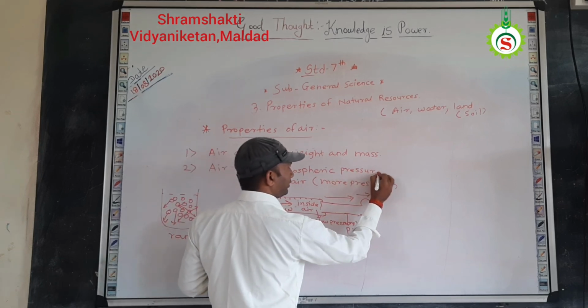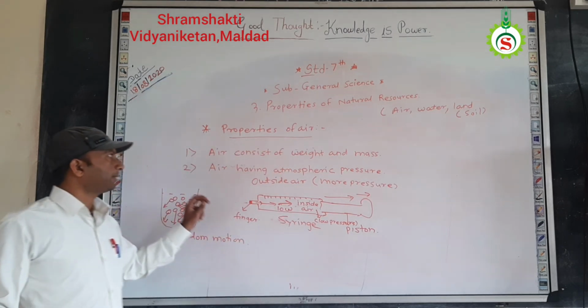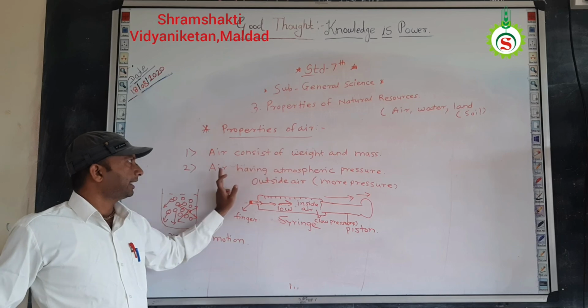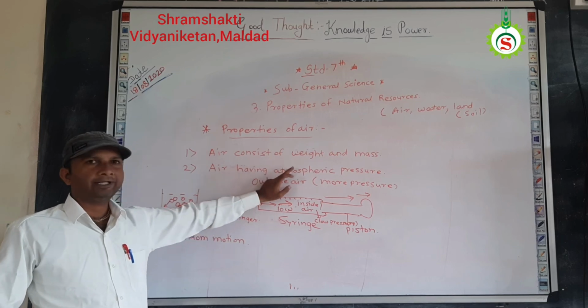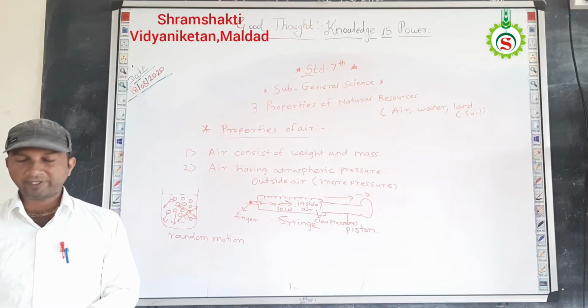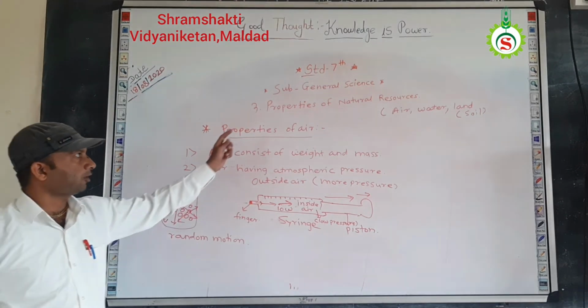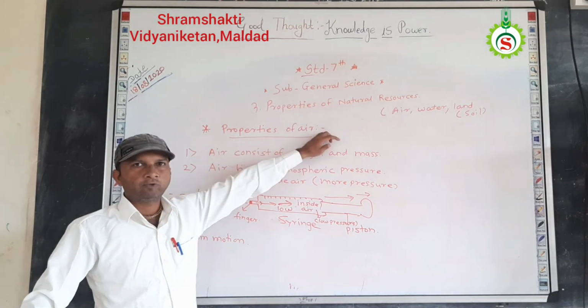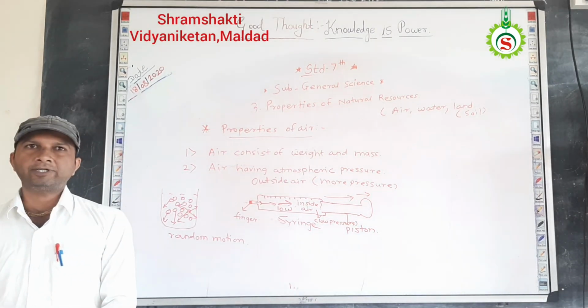During this lecture we have studied two important properties of air. First, air has weight and mass, and second, air has atmospheric pressure. The remaining properties of air, as well as properties of other natural resources, that is water and land, we will study in the next session. Okay. Thank you.